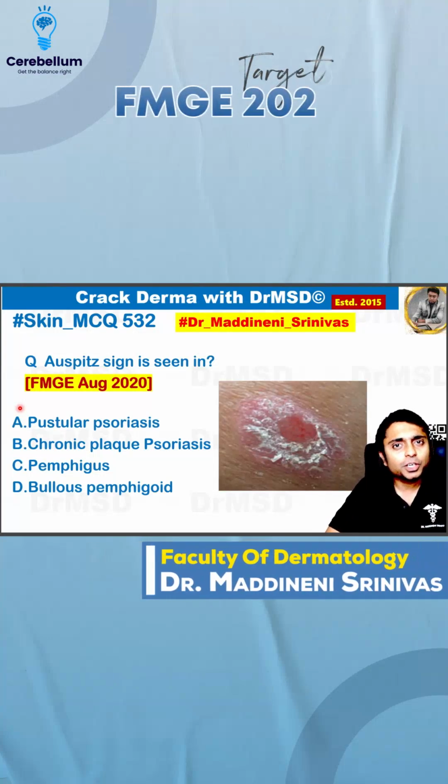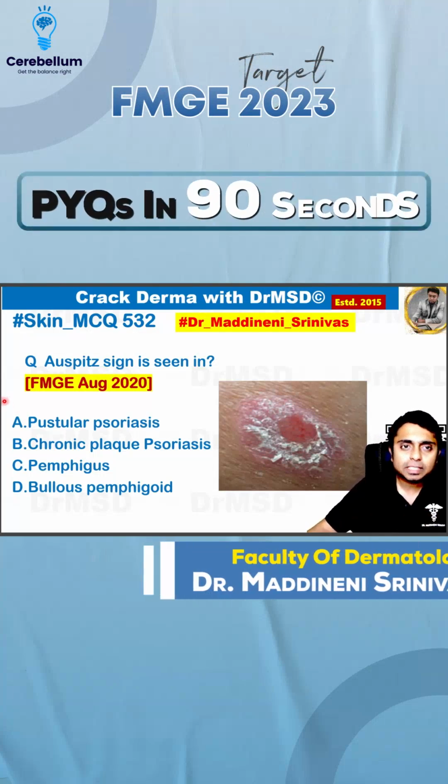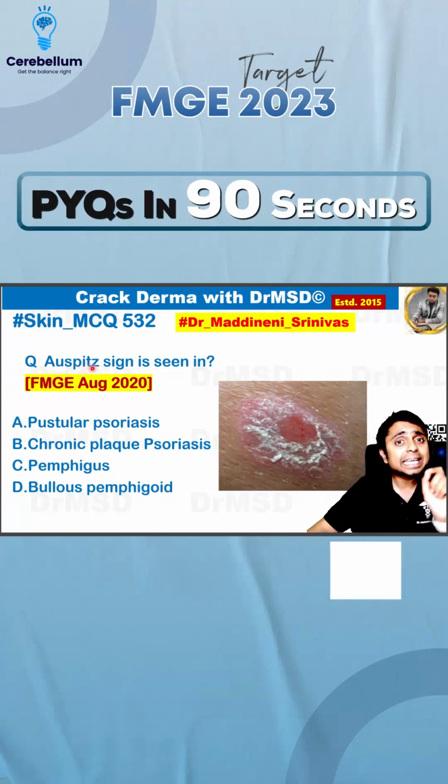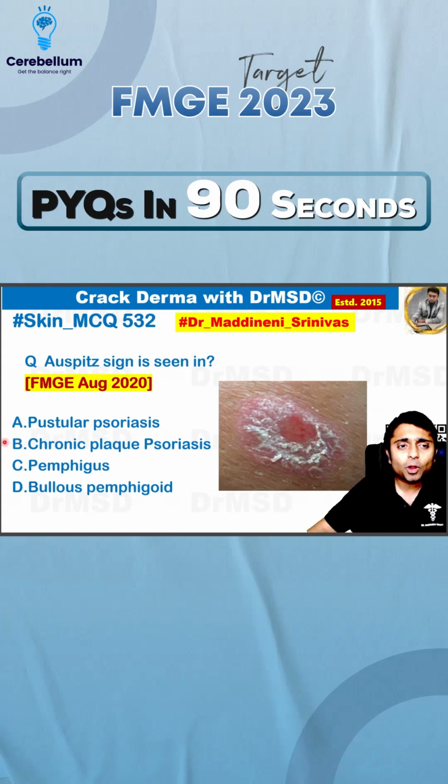Myself, Dr. Maddineni Srinivas, your dermatology faculty, and this is today's previous year question. Auspitz sign is seen in, and if you have marked the answer as chronic plaque psoriasis, which is also called as psoriasis vulgaris, you are absolutely correct.